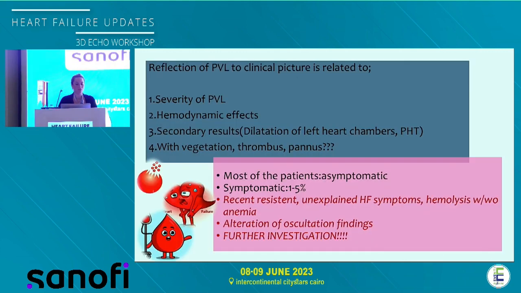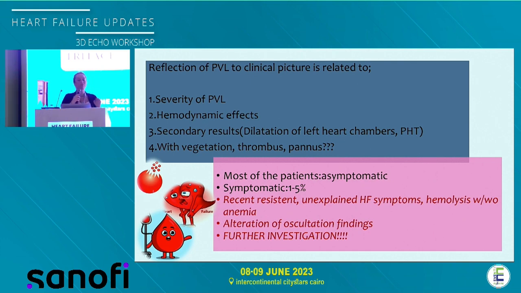So it's very important. And what are the reflections of PVL to clinical pictures? And what are they related to? Of course, the severity of PVL is very important. Hemodynamic effects are very important. And secondary results like the dilatation of left heart chambers and PHT, pulmonary hypertension, and if there is any vegetation, thrombus, or pannus. And most patients are asymptomatic, and 1 to 5% of the patients are symptomatic.